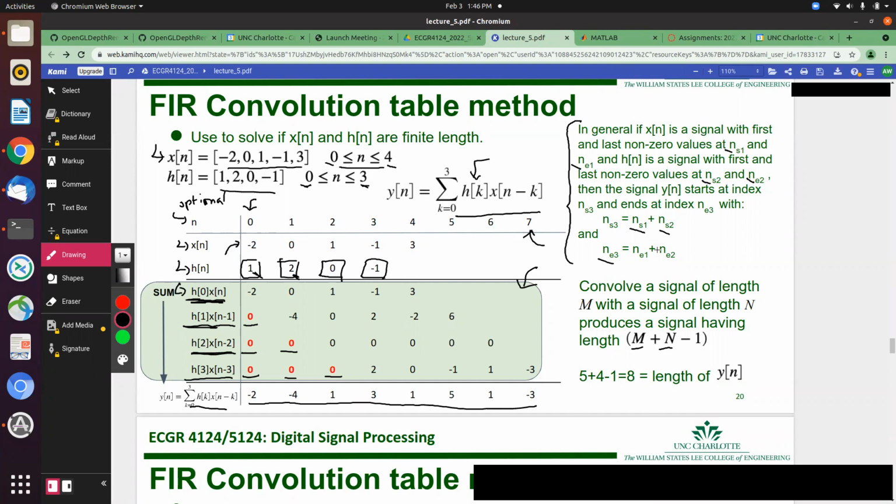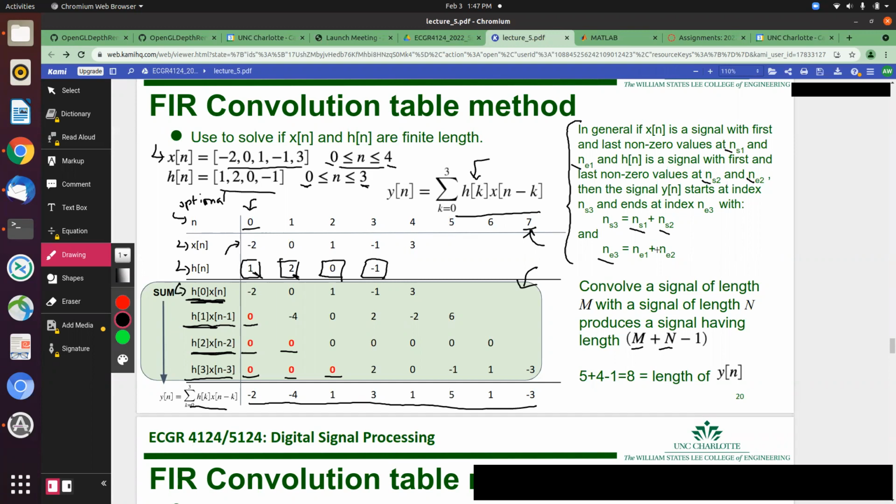Anyways, the final analysis always works, and it's so simple. That's why I so strongly suggest you use it. But you do have to be able to identify the first and the last non-zero value of both x and h. So do you have a question?